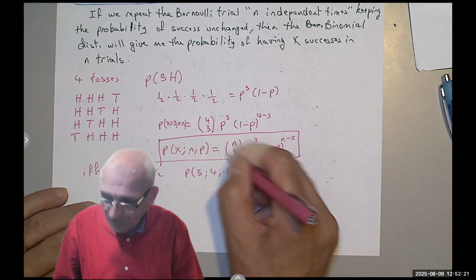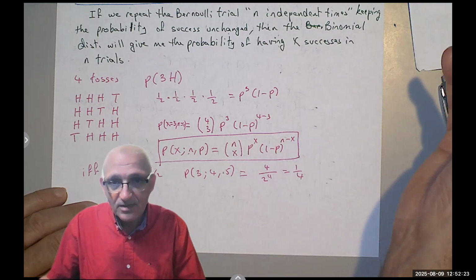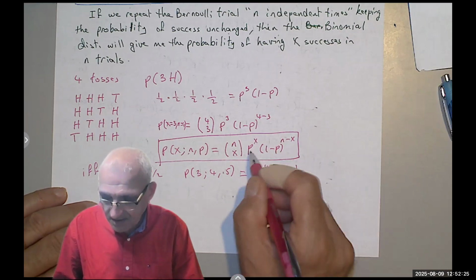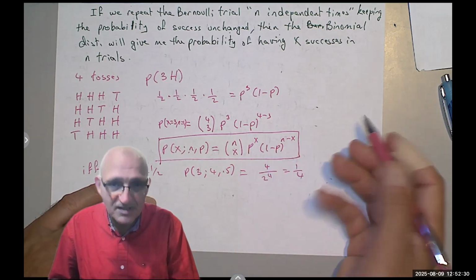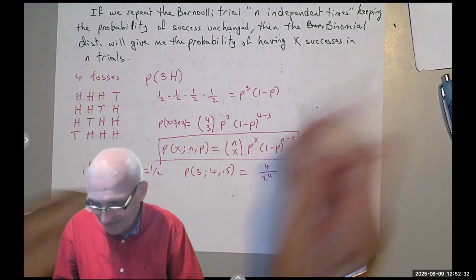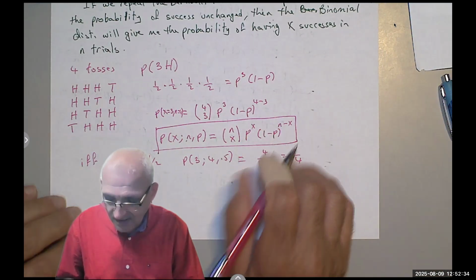You can get this number, of course, from the Pascal triangle, but P would be different. If that's 0.4, then you say 0.4 cubed times 0.6. You can't get that from the Pascal triangle.